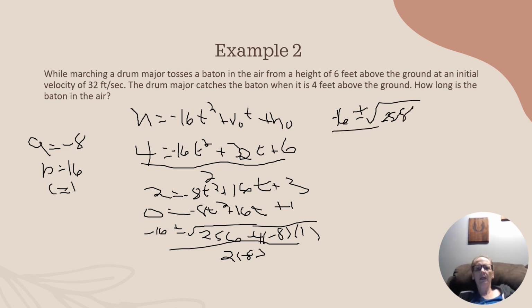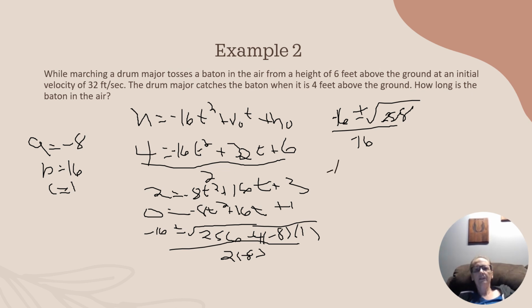All over 2 times negative 8 is negative 16. Again, you can just figure out both of these. So we have negative 16. Let's go ahead and do square root of 258 first, actually. So square root of 258 is like 16.06.